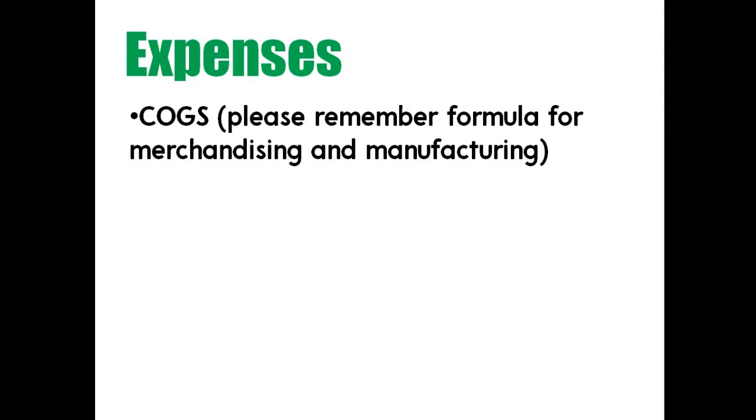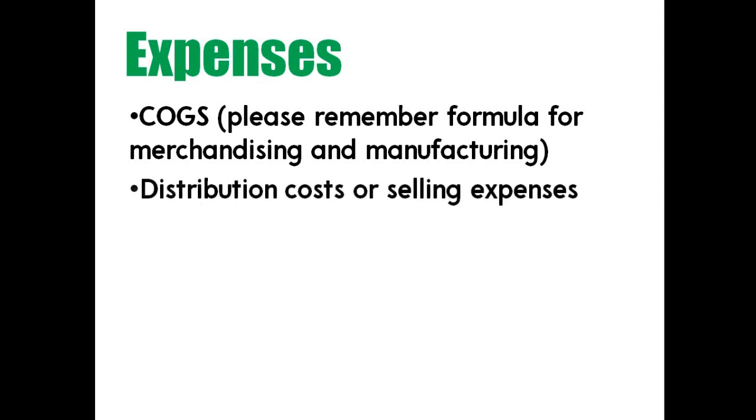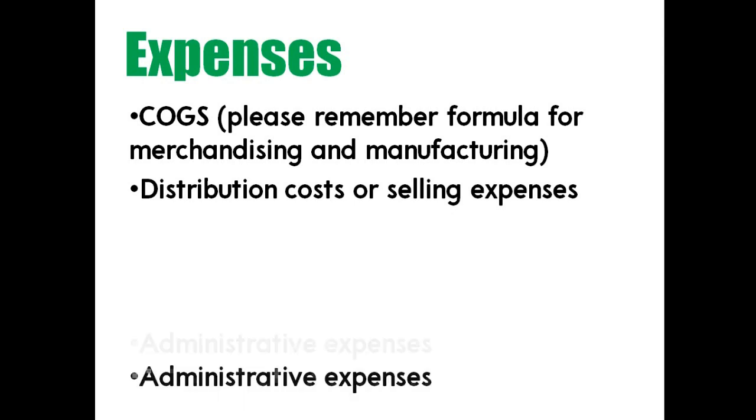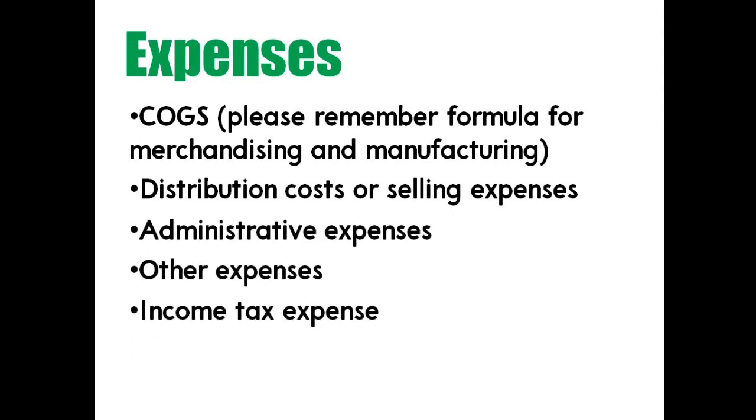Manufacturing, mahaba. Raw materials beginning plus purchases minus raw materials ending is equal to raw materials used plus direct labor. Yun na pala yun. Raw materials used plus direct labor plus FOH equals to manufacturing cost plus WIP beginning minus WIP ending plus FG beginning minus FG ending is equal to COGS. Nasa ano naman yan? PDF file. Okay? Anyway, distribution costs or selling expenses, administrative expenses, other expenses, income tax expense.